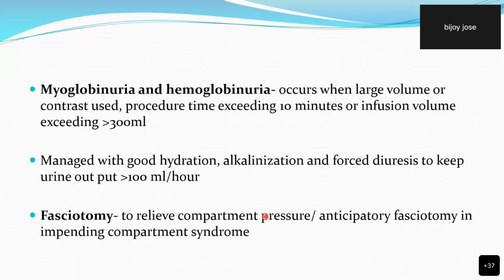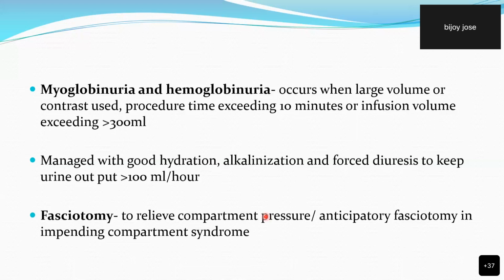And the complications we can see post revascularization are myoglobinemia and hemoglobinuria. This is seen when a large volume of contrast is used, procedure time exceeds 10 times, or infusion volume is more than 300 ml. So the patient can present with hemoglobinuria and myoglobinuria. And if they have these symptoms, the patient is managed with good hydration, alkalinization, and forced diuresis to keep the urine output more than 100 ml per hour.